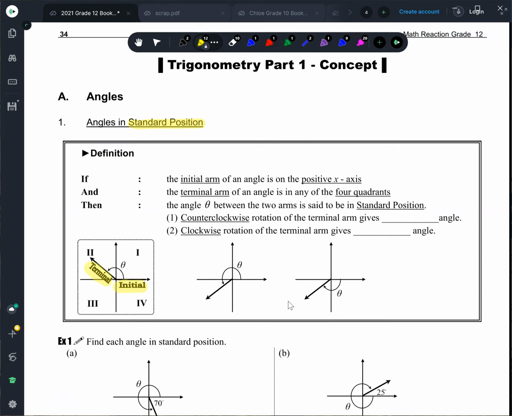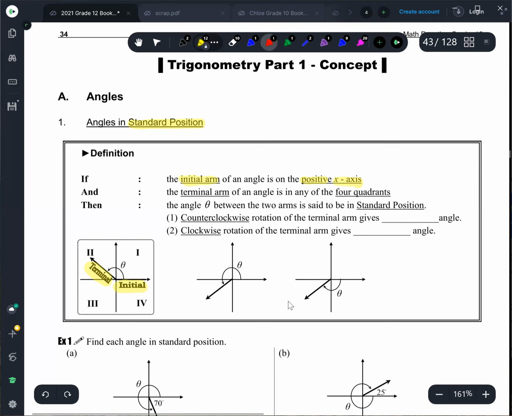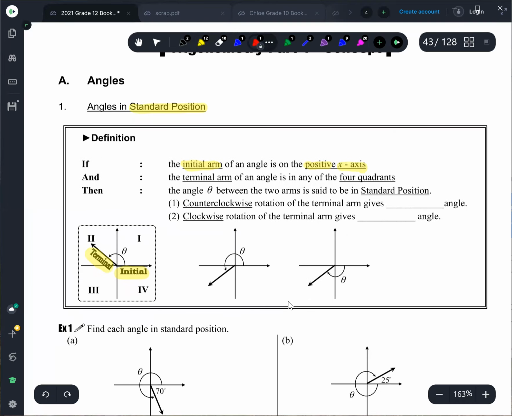It's like looking at the clock, the minute hand, the second hand, right? And you have the hour hand and also the minute hand. So it's like turning around the clock. You always fix your starting arm on the positive x-axis. The positive side of the x-axis will be this one, the red one. So your beginning of the angle always starts from here, positive x-axis.